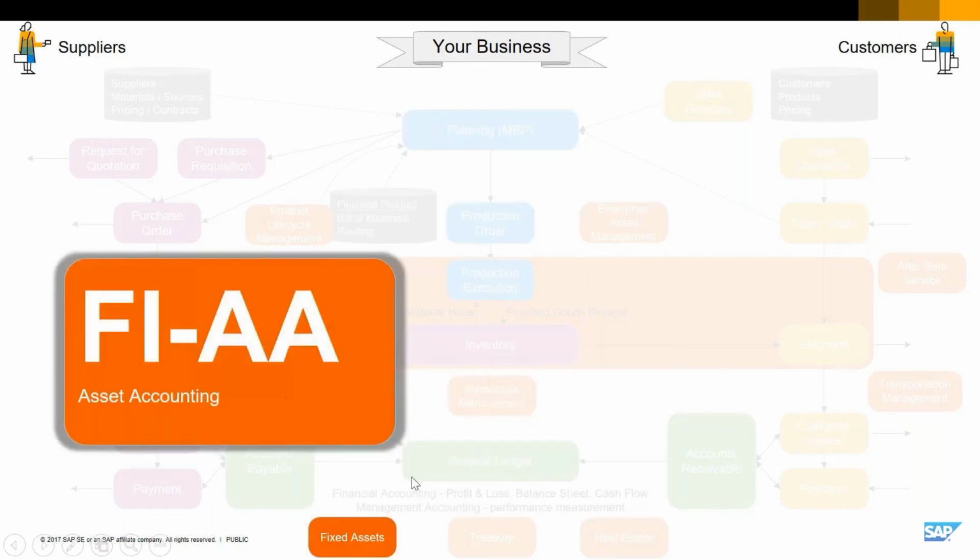In fixed assets, you will handle the complete assets of the company. Assets of the company might be anything. It might be even a chair and table that you are using in your office. Everything will be an asset for the company.